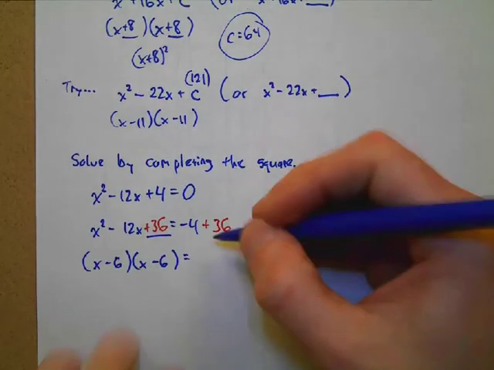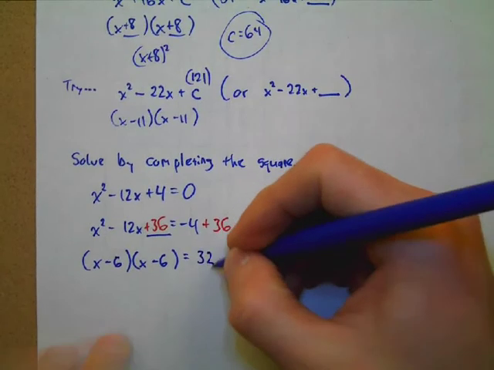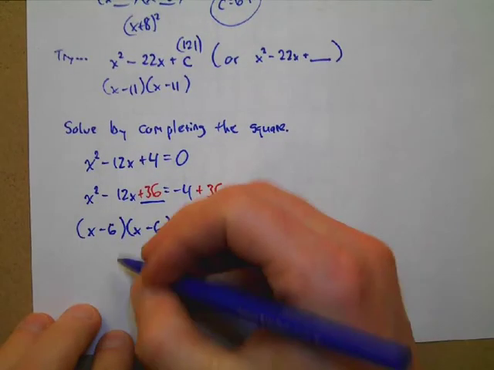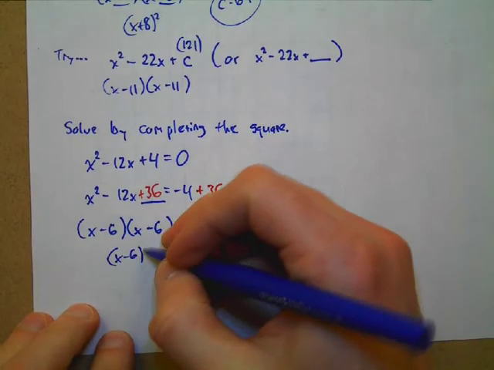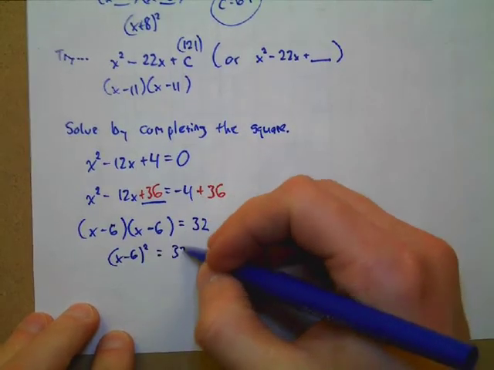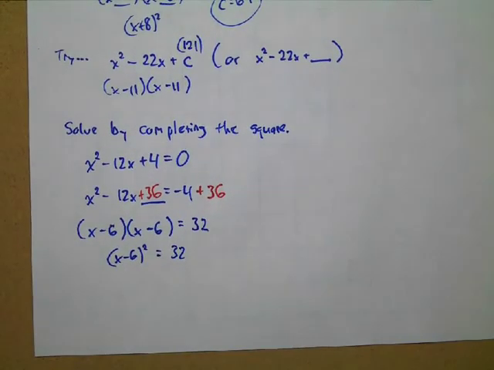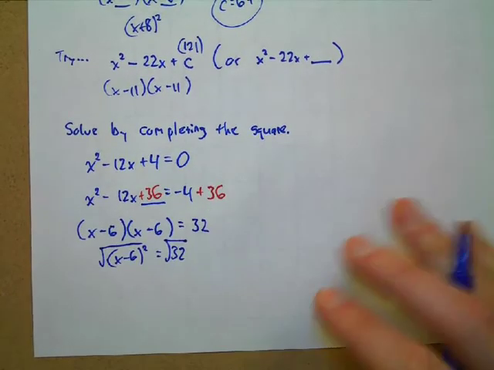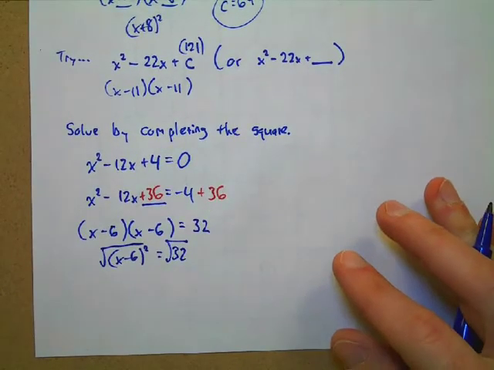And we'll simplify, so we get 32. Now we'll rewrite: x minus 6 quantity squared is equal to 32. And then how should we proceed in order to finish solving? Square root both sides. We could square it out, we could factor it if you wanted to go that path too.